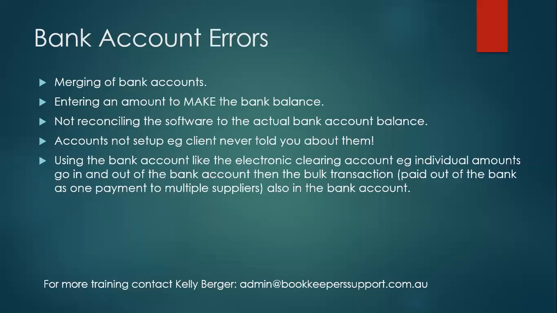Using the bank account like an electronic clearing account. That means that the individual amounts go into the bank and then out of the bank account. Then a second bulk transaction is paid out of the bank account as one payment to multiple suppliers, also in the bank account. So it's like you've got an in and out and an out. It's messy, so make sure that when you're setting up your accounts you have an electronic clearing account set up, an undeposited funds account set up, and your bank accounts, and make sure they're linked correctly, okay? Because otherwise it's a complete mess trying to work out what they've done.